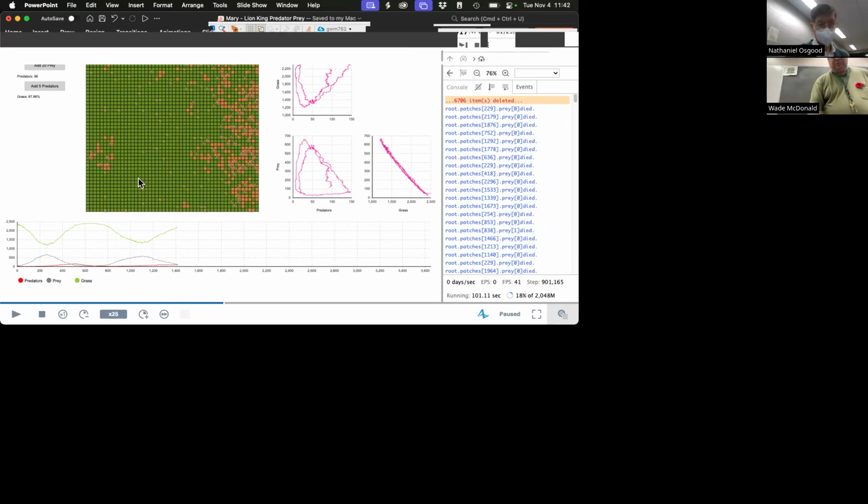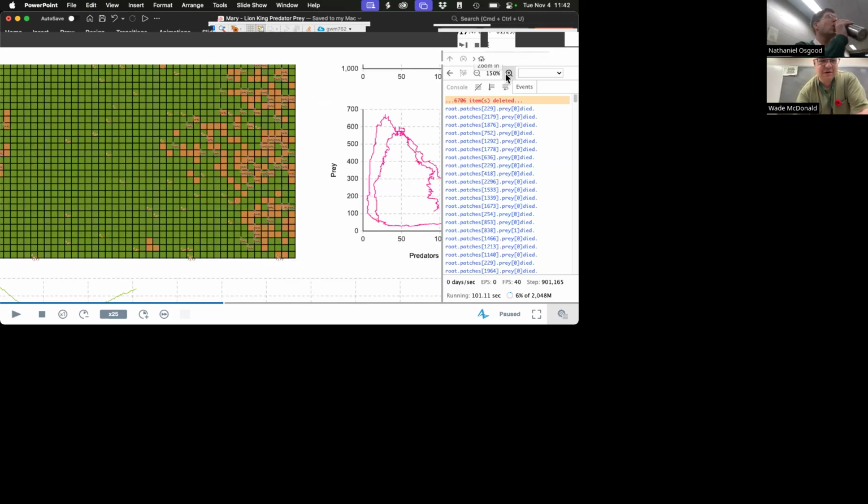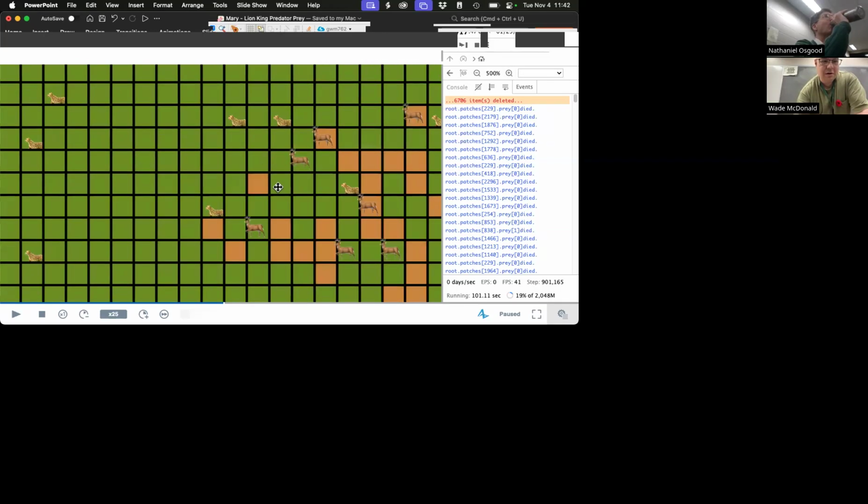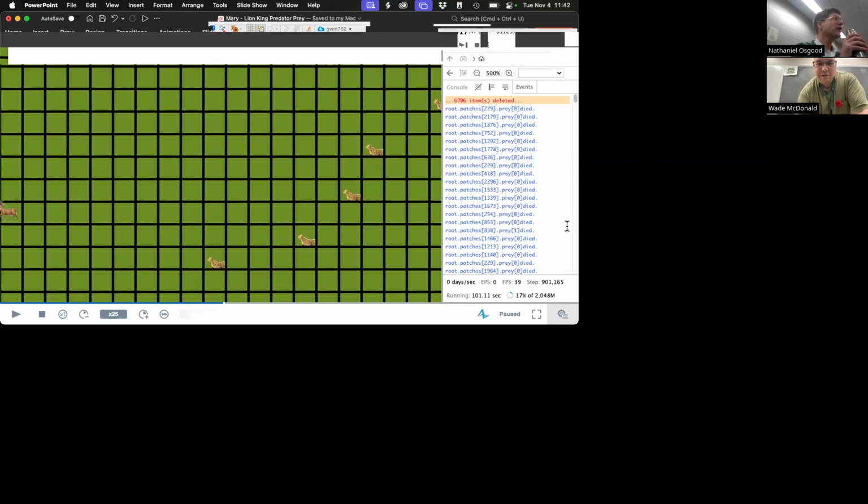So this is a spatially explicit model. What do we see in this area here? What do you think is going on there? In this area, we see there are animals. We can't at this scale see what they are, but we can zoom in. And there's a lot of green grass. There are a number of animals, which are predators.